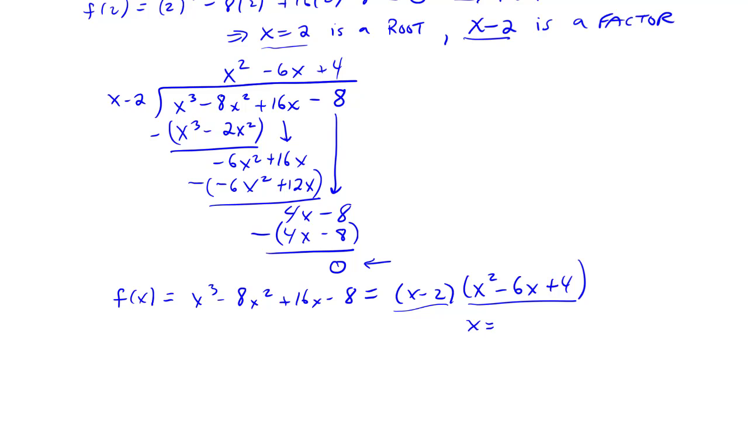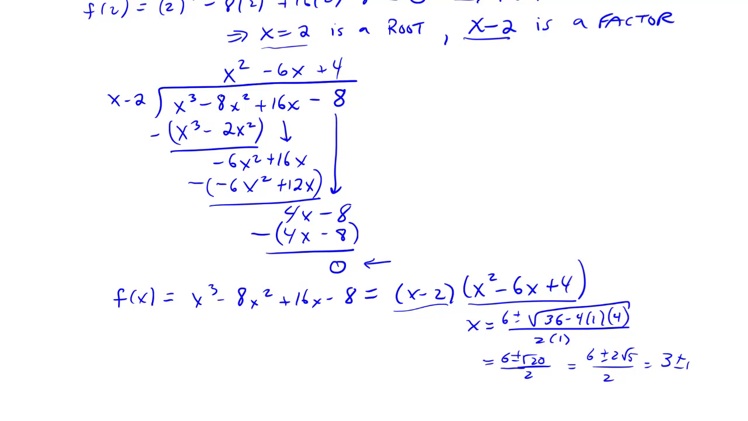So using the quadratic formula, 6 plus or minus the square root of 36 minus 4 times 1 times 4 over 2 times 1. You're going to get 6 plus or minus the square root of 20 over 2, or 6 plus or minus 2 radical 5 over 2, or in other words, 3 plus or minus radical 5. Still real numbers, but these are irrational roots.